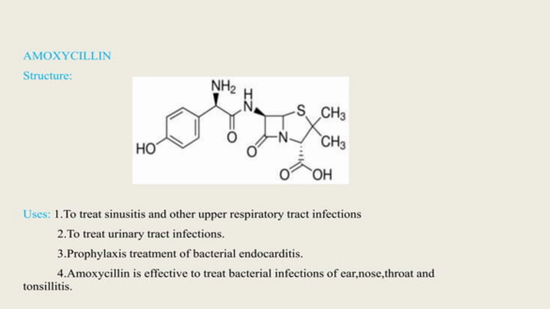Next example is amoxicillin. This is the structure of amoxicillin, a thiazolidine ring with a beta lactam ring and an acyl side chain. This is our amino functional group, which is attached to the aromatic ring structure. It is used to treat sinusitis and other upper respiratory tract infections, urinary tract infections, and for prophylaxis treatment of the heart and bacterial endocarditis. Amoxicillin is effective to treat bacterial infection of the ear, nose, throat and tonsillitis.